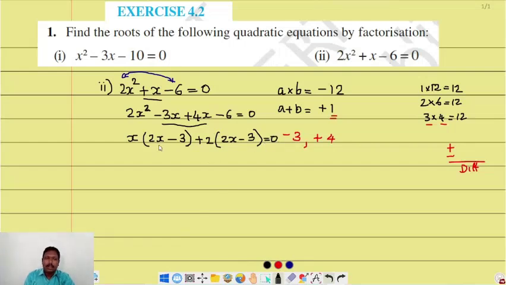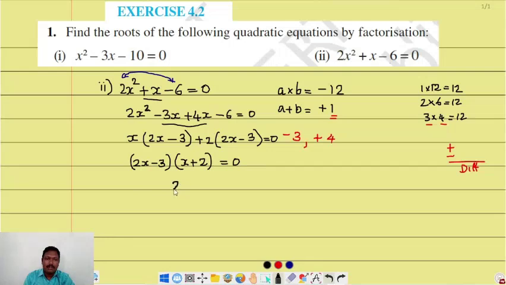Now look here, here 2x minus 3, here also we have the same bracket for both. So again we can take that bracket, 2x minus 3, common. So 2x minus 3 into x plus 2 is equal to 0. Now we have to find the value of x from these two.